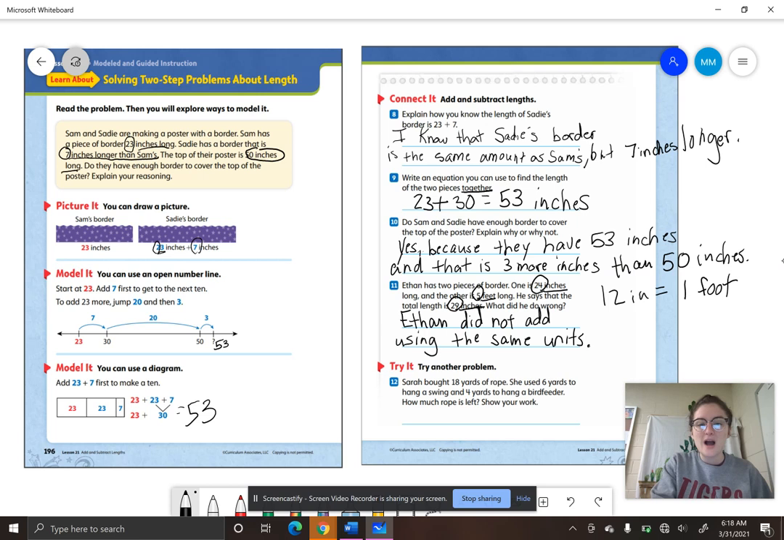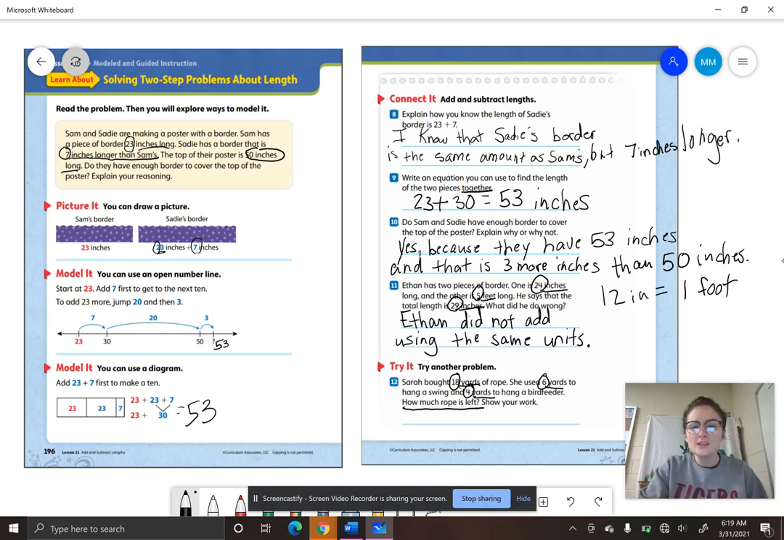All right, Sarah bought 18 yards of rope. I'm going to underline yards so we can check to make sure that all the parts that we are working with are using the same units. She used 6 yards to hang a swing and 4 yards to hang a bird feeder. How much rope is left?